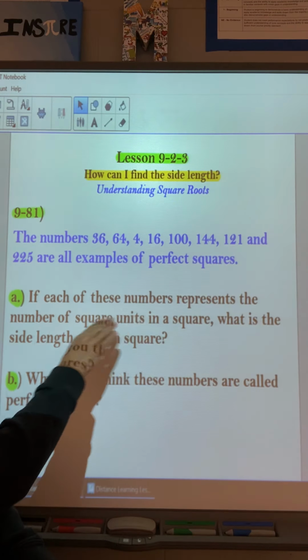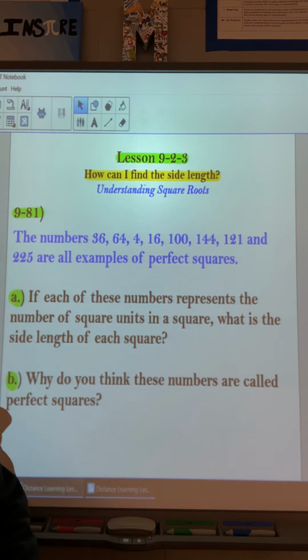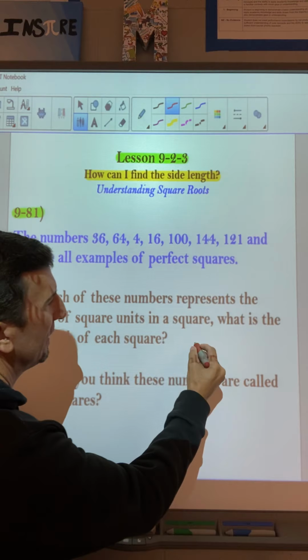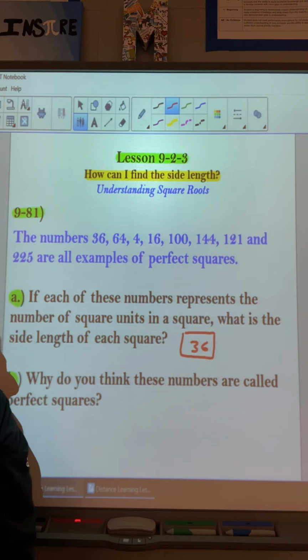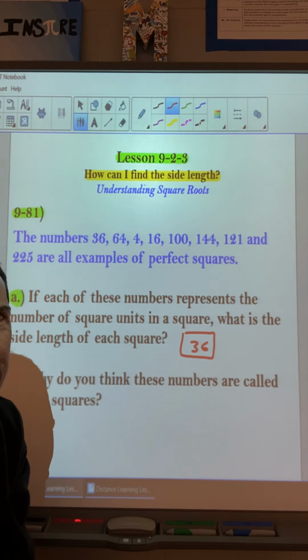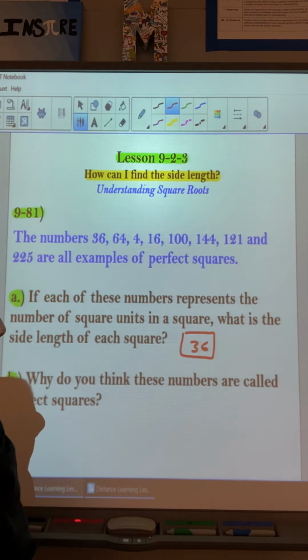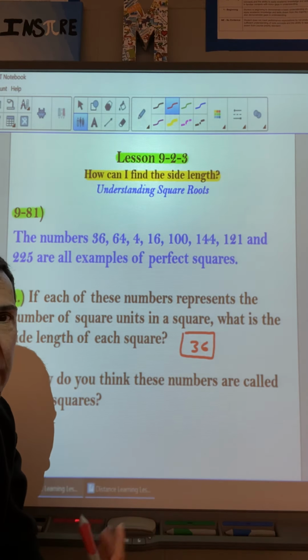So if each of these numbers represents a number of square units in a square, what's the side length? Okay, so when we say a perfect square, so 36, gives me a perfect square. So we've got to figure out what are the side lengths of those. That's what they're asking for us. So if I know this is 36, what should be the sides to get me there?